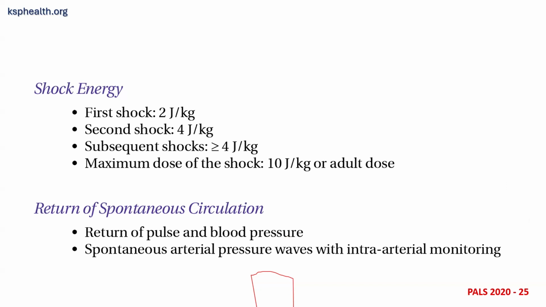When there is a shockable rhythm, the first shock should be delivered at 2 joules per kilo. Usually, if you have an AED, it automatically delivers. You need to just push the button. The second shock, you should double it, 4 joules per kilo. Subsequently, you can further escalate the dose to more than 4 joules per kilo. It can go all the way up to 10 joules per kilo or adult dose.